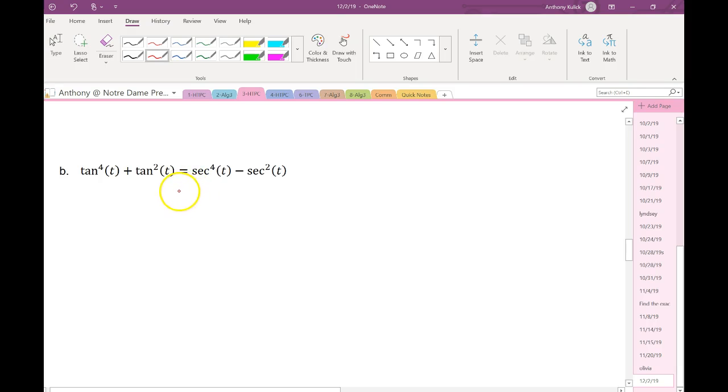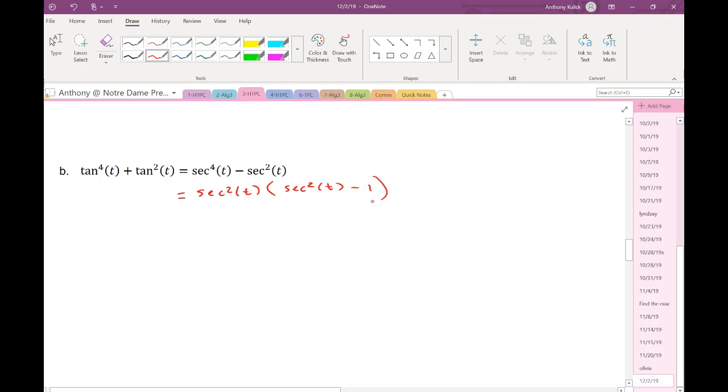Okay. So we're going to start with the right-hand side. What do you want to do first? I'll tell you what I would do first. Factor. Yeah. So notice there's a greatest common factor of secant squared. That realization makes life enormously easier if you catch that.